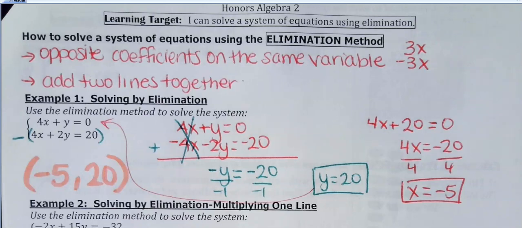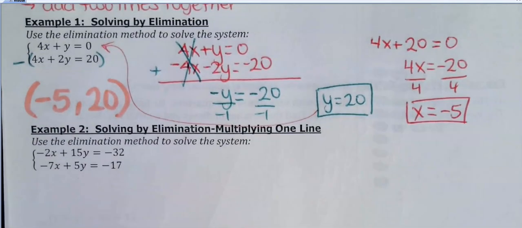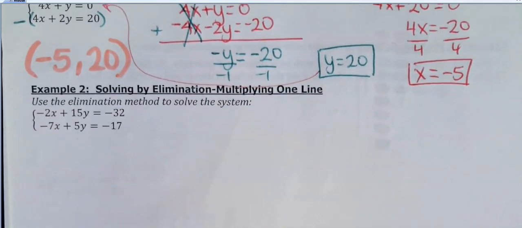Okay, so if I look at this next system, you don't have any coefficients that are the same or opposites to start out. The first line is -2x plus 15y equals -32. The second line is -7x plus 5y equals -17. If I was trying to create opposite coefficients on one of the variables so I could get rid of it, can anybody think what they would do for this problem? John, what do you think? Perfect. Okay.